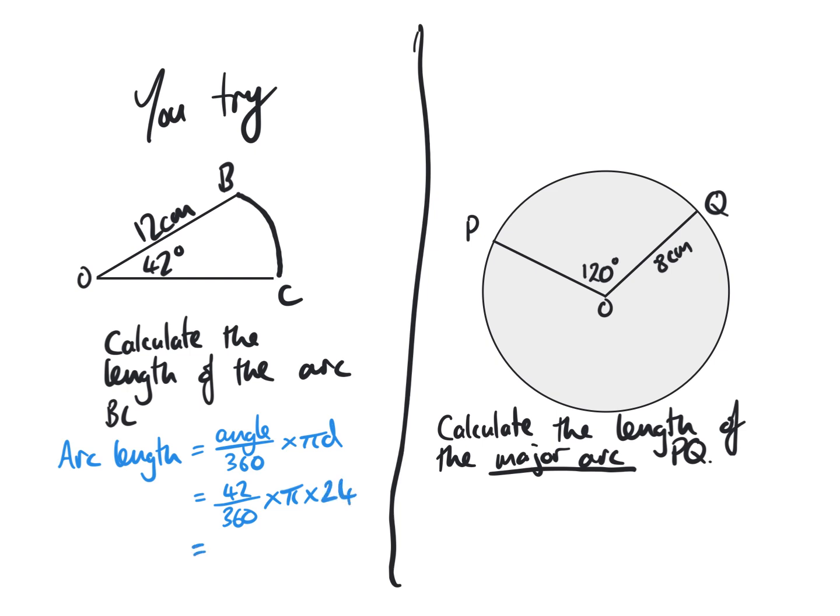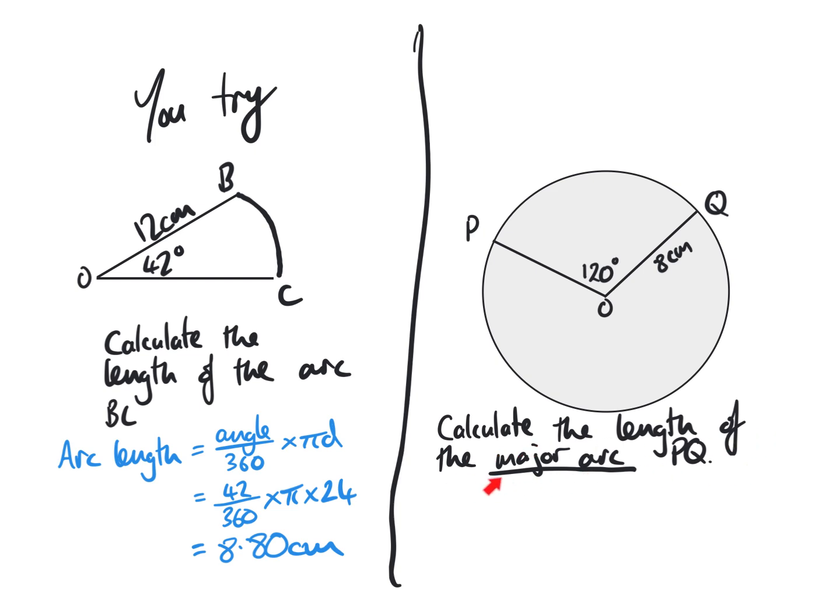When you're typing it in, remember, if you've got this but you have the wrong answer, it might just be an issue with how you're typing it in. So you do 42 divided by 360 times pi times 24 and press equals, and you end up with 8.80. The calculator actually says 8.7964, but we're going to round that to two decimal places. The unit here is centimetres, because this is a length, that's going to be centimetres as well.